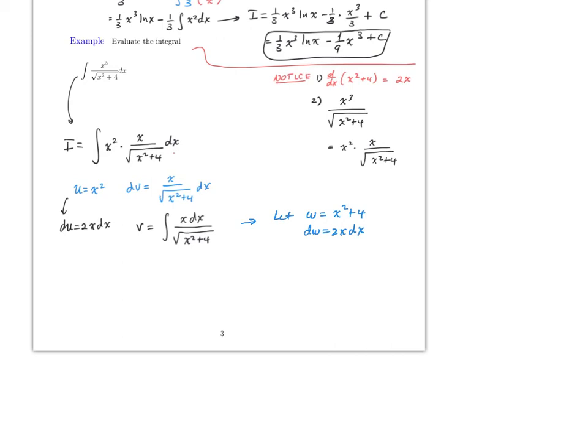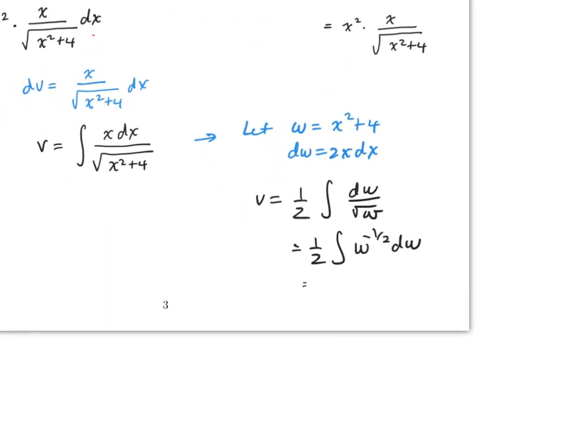So therefore from here, v is going to be the integral. We need 1/2 to get rid of these 2, of dw over the square root of w, which is the same thing as the integral of 1/2 of w to the negative 1/2, which we have done before. And remember that the integral of w to the negative 1/2 is w to the 1/2 times 2 over 1, which is technically just the square root of w.